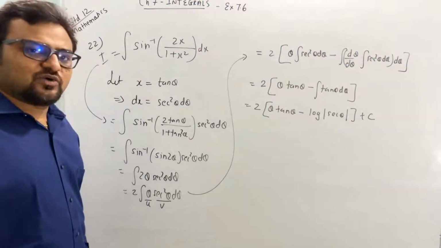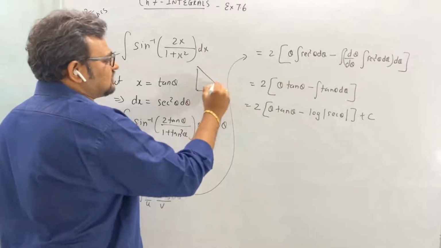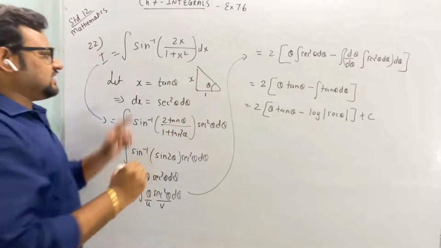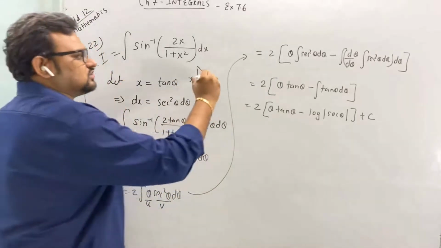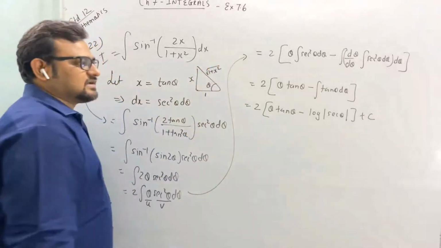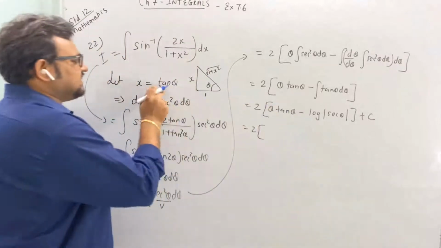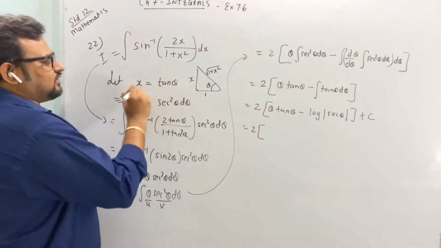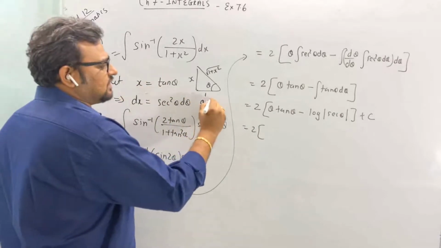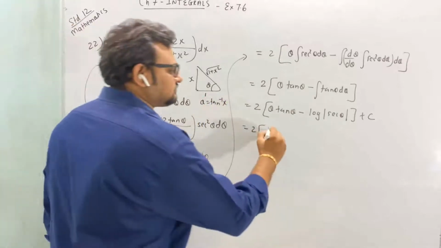Okay, so now it's time to replace the value. So here see, tan theta was equal to x. So opposite by adjacent. X means x by 1. So the hypotenuse will be equal to under root of 1 plus x square. So what is theta? x equal to tan theta. That implies, here I can write down theta equal to tan inverse x.